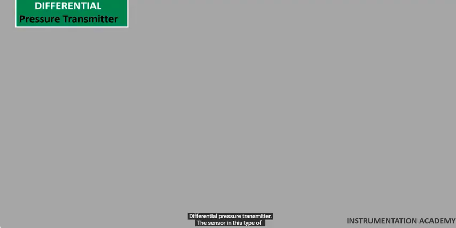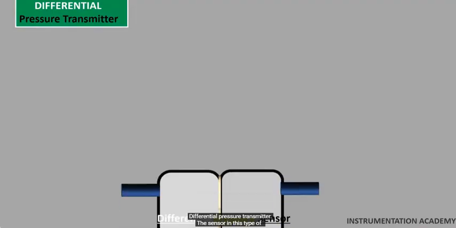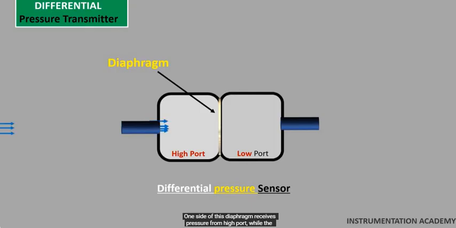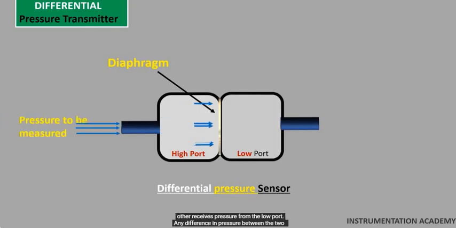Differential pressure transmitter. The sensor in this type of transmitter has two ports. One is high port and the other is low port. A diaphragm is present between these two ports, that is high side and low side. One side of this diaphragm receives pressure from high port while the other receives pressure from the low port.